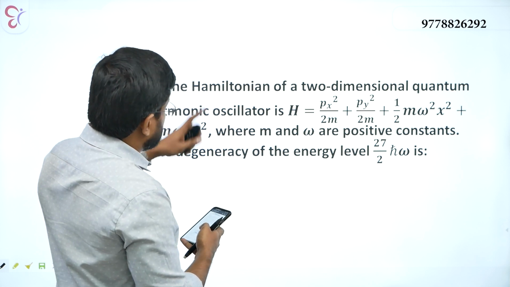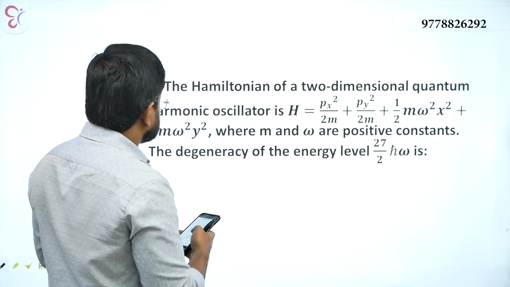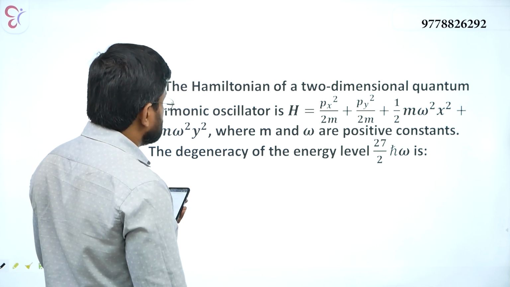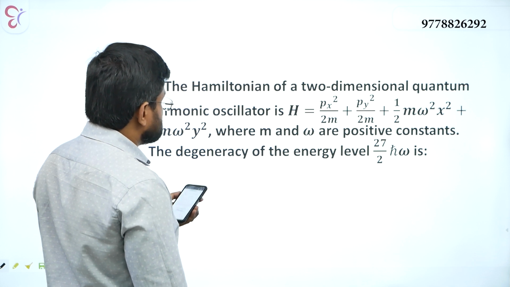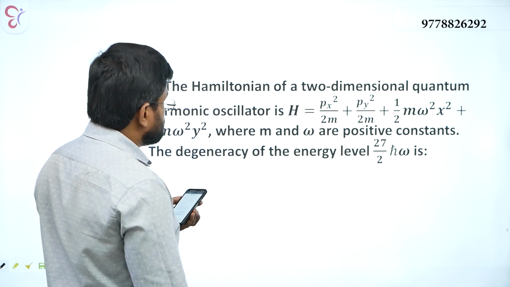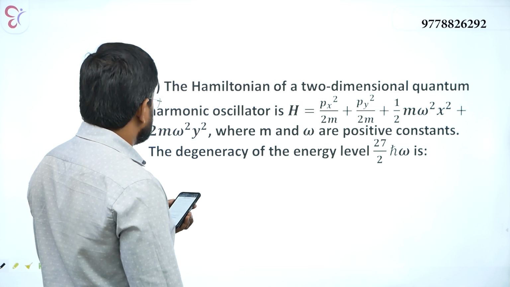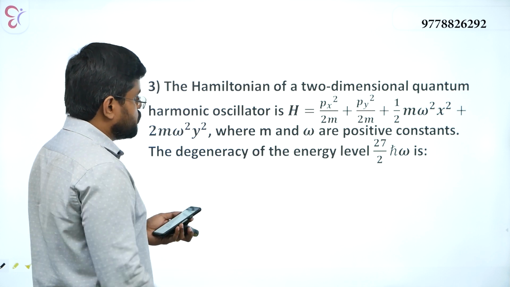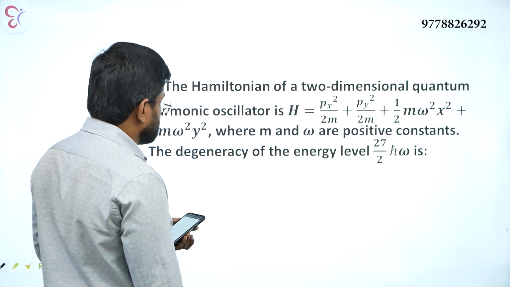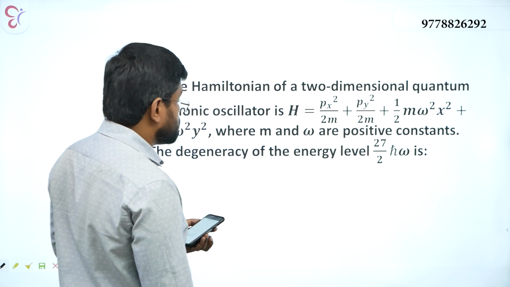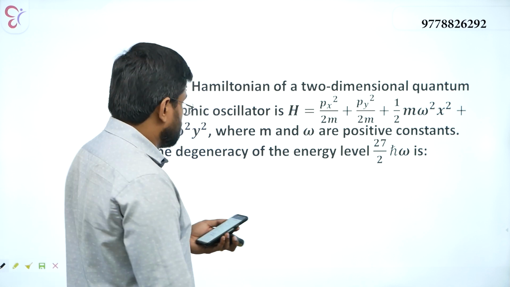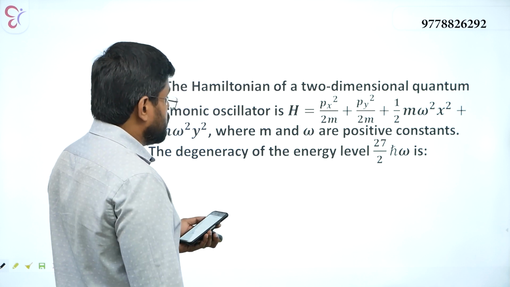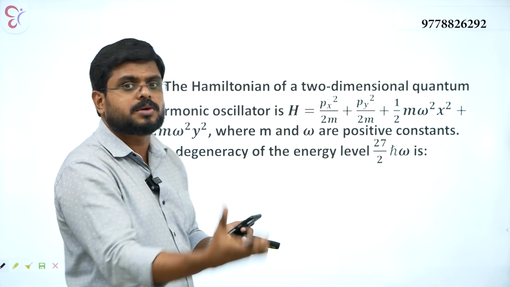See, the Hamiltonian of a two-dimensional quantum harmonic oscillator is H = px² / 2m + py² / 2m + (1/2) m ω² x² + 2m ω² y², where m and ω are positive constants. The degeneracy of the energy level 27/2 ħω is. They have not given what the level is, but they have given the energy, and we have to calculate the degeneracy of that particular state.